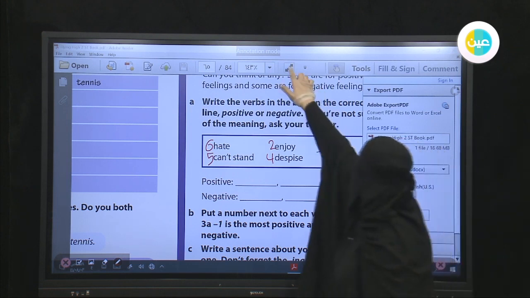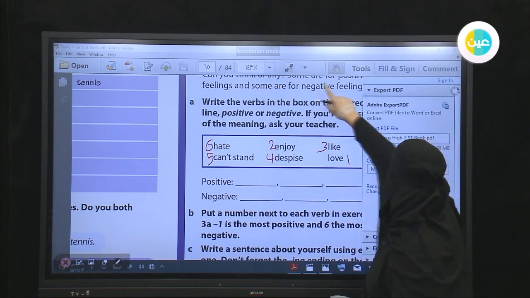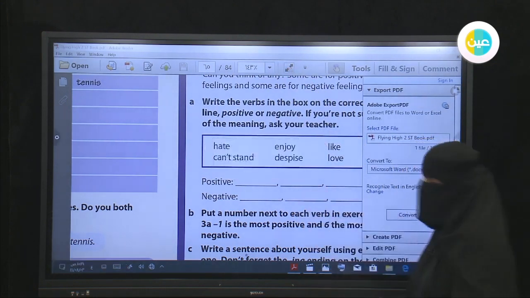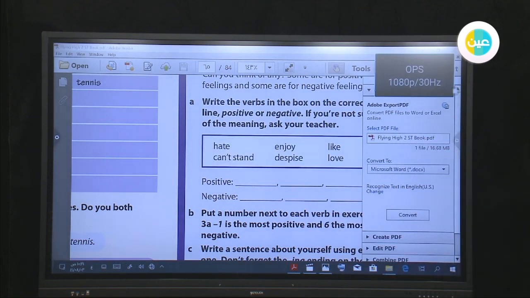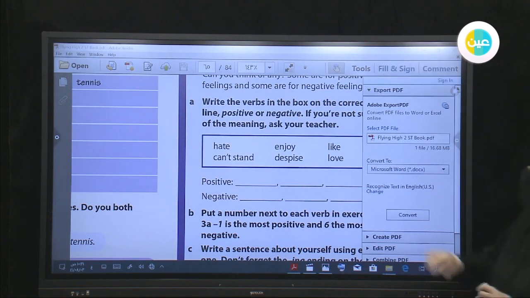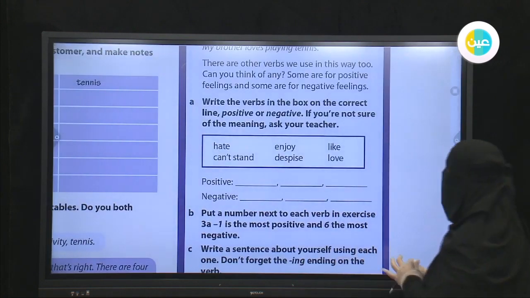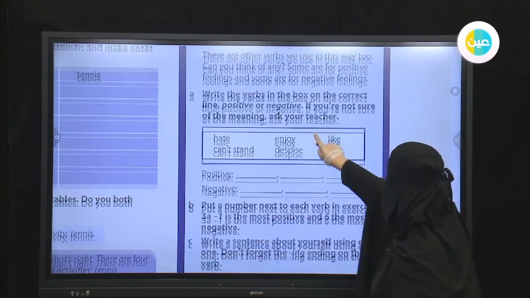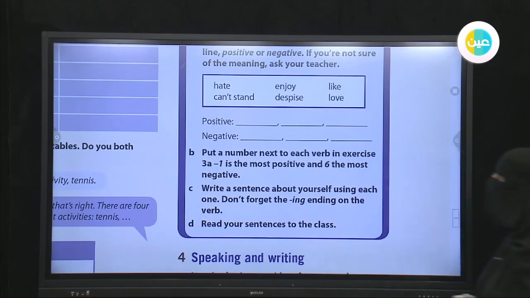Something you must know is that like and enjoy are quite similar. They are the same. Here we have the verb like and the verb enjoy. They are similar. They are the same. Okay? Now go to C. Write sentences about yourself using each one. Don't forget the ing ending on the verb. Okay? Read your sentences to your friends and colleagues.